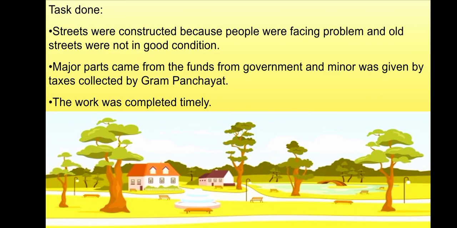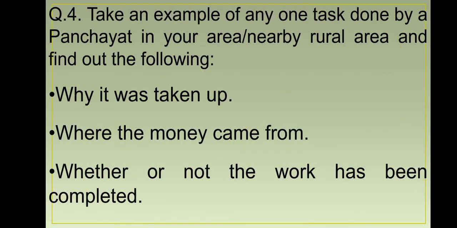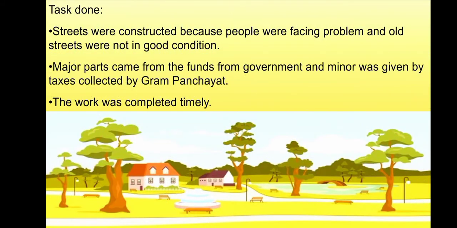Then let's answer the second question: where did the money come from? So children, a major part of the money came from funds taken from the government, and a minor part was taken from taxes. So these are the sources of revenue for the Panchayat. The Panchayat collected a little part of the money from taxes, and a large part was taken from the funds received from the state government.